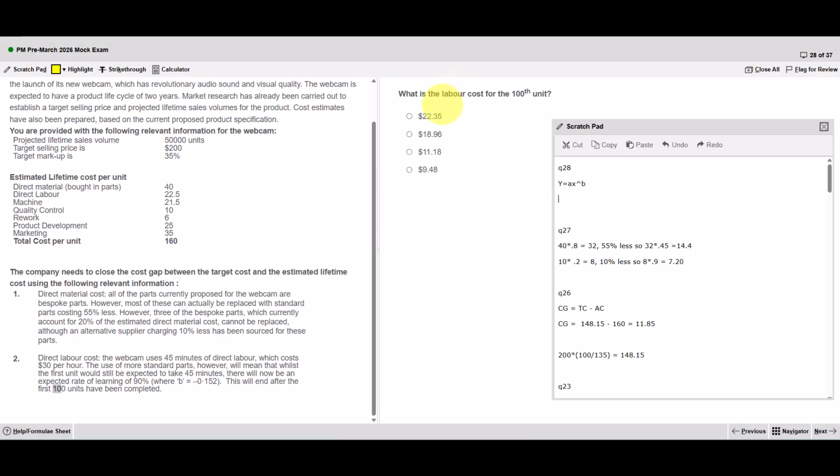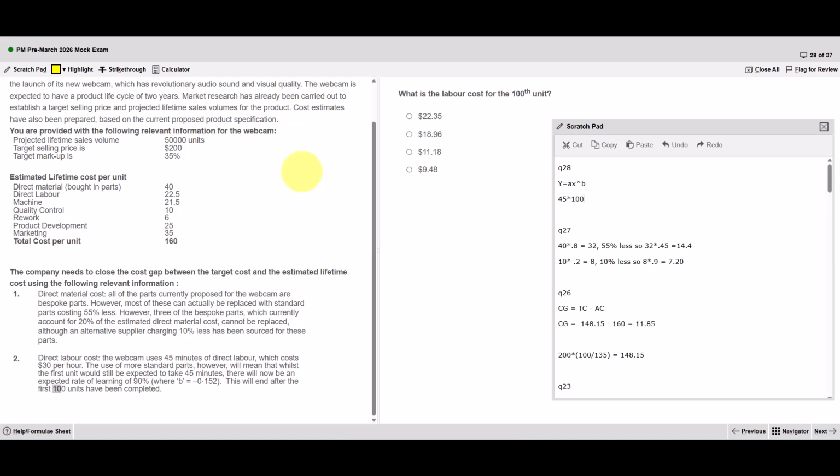So in order to find the cost of the 100th unit, we need to find the time taken for the 100th unit and then multiply that by the hourly rate. And the way we find the time for the 100th unit, we calculate first the time for the first 100 units, and then separately we calculate the time for the first 99 units, and the difference between those two is the time for the 100th. So if we take Y equals AX to the B, A is 45 minutes. You have to choose whether to convert it into hours or to stick with minutes. At some point we'll have to do the conversion. Let's stick with minutes. So our value of A is 45.